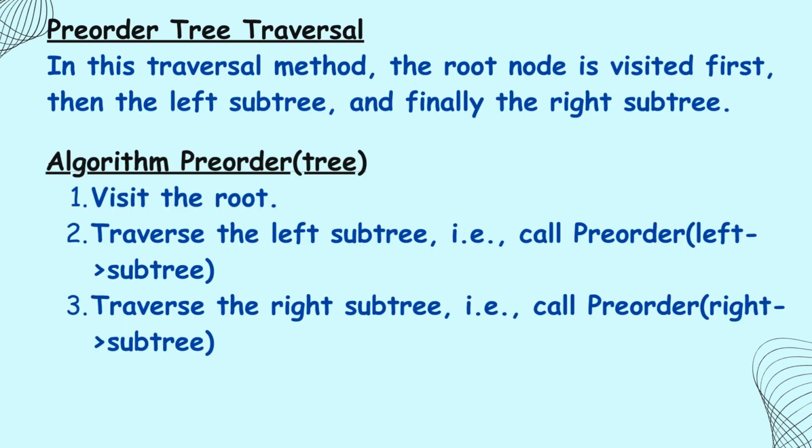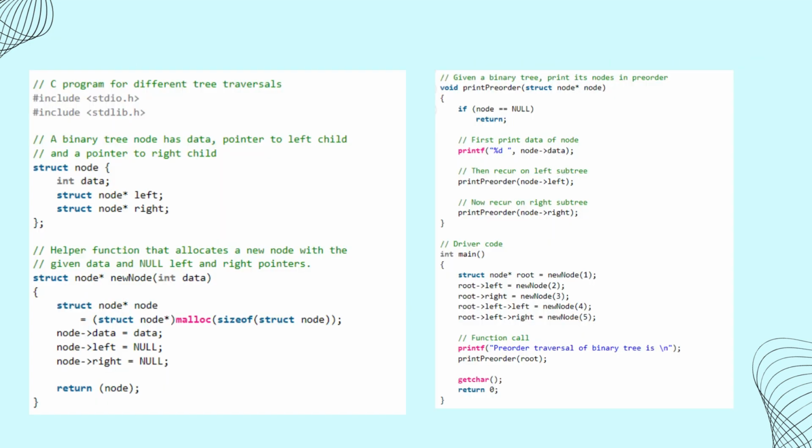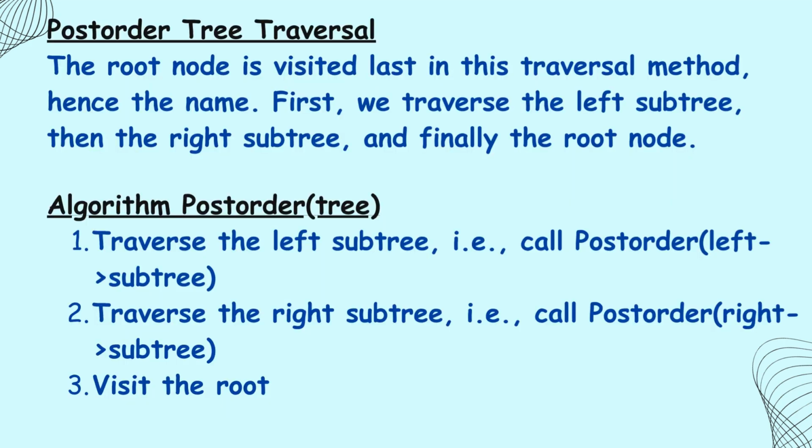Pre-order tree traversal. In this traversal method, the root node is visited first, then the left subtree, and finally the right subtree. Algorithm pre-order tree. Visit the root, traverse the left subtree, that is, call pre-order left subtree, traverse the right subtree, that is, call pre-order right subtree. The program is as follows.